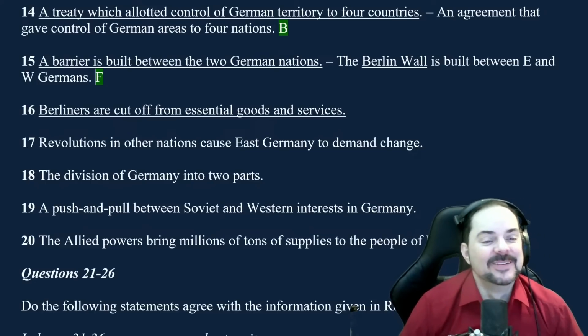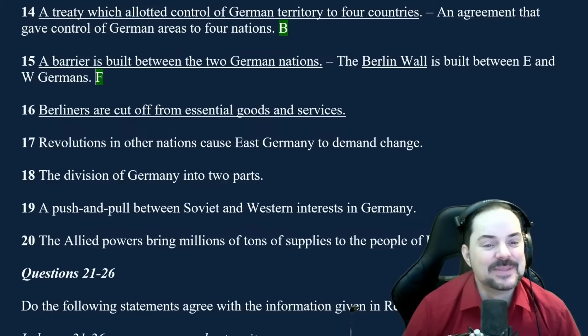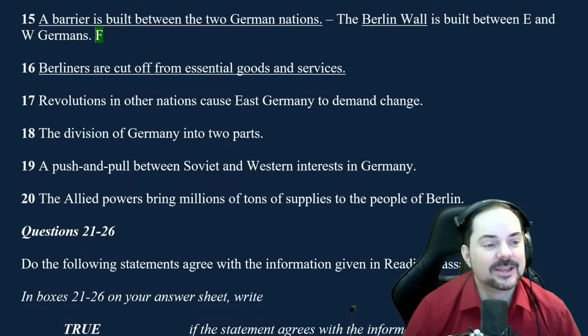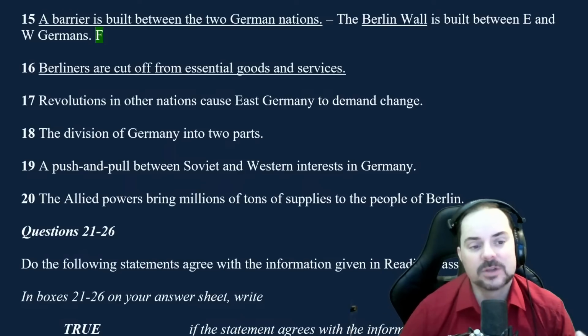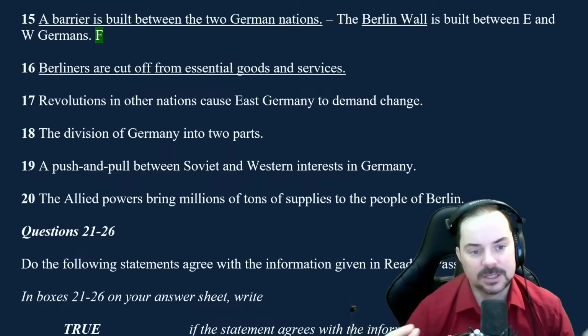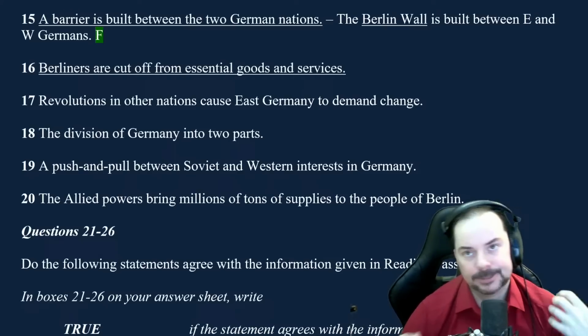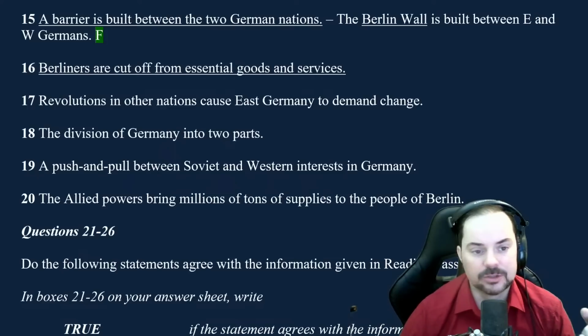All right, Yanni, let's do a question or two here. So here we go. Can you read 16, please, for us? Berliners are cut off from essential goods and services. Okay, good. So Berliners are cut off from essential goods and services. Now you read the paragraph with us. So what is this talking about? What does this mean? What information is this statement referring to in the passage?